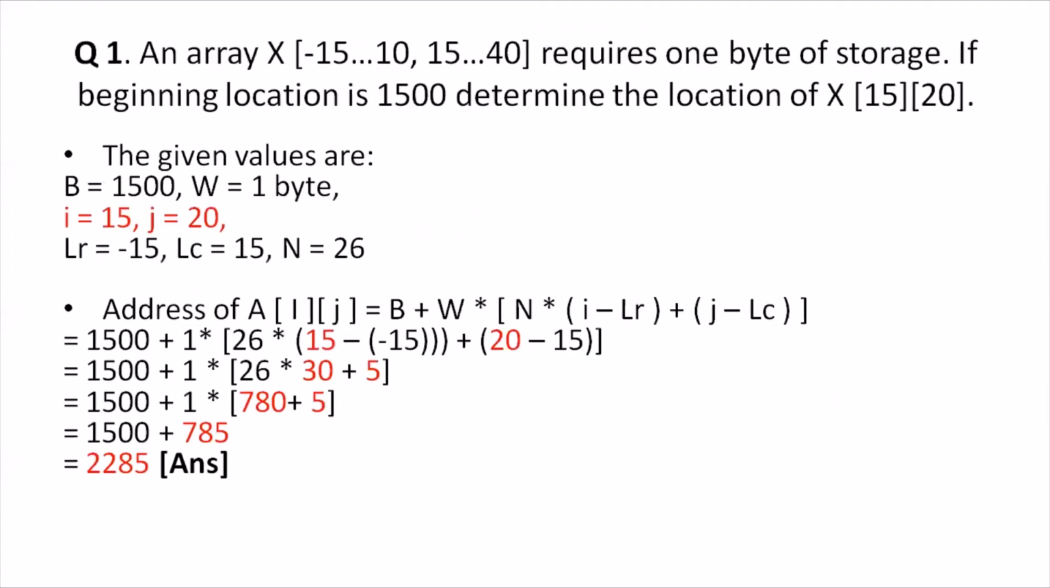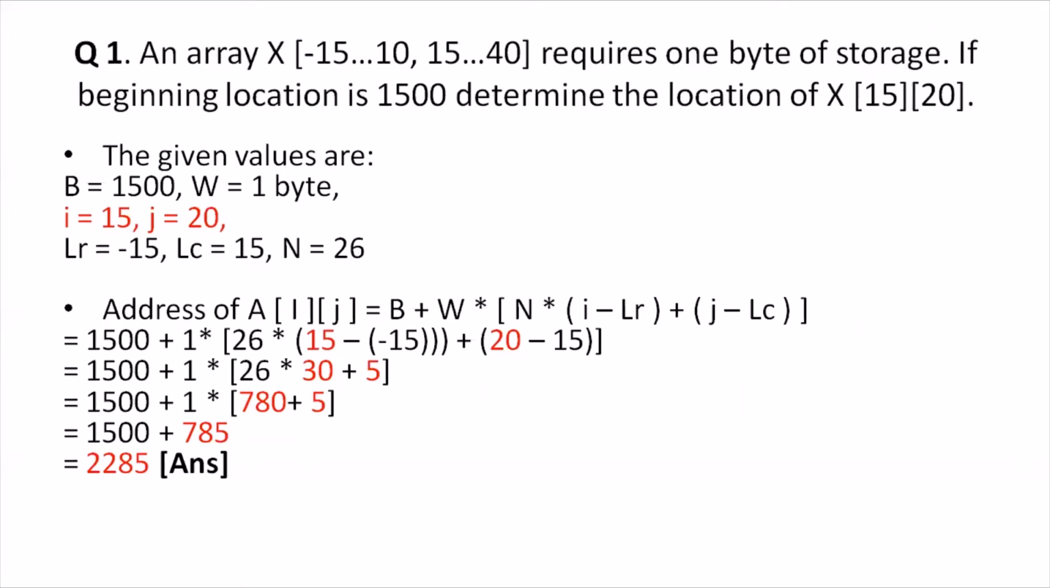Now, to find the address of X[15][20] using row major ordering, we have the base address B as 1500, W as 1, I as 15, J as 20, LR as -15, LC as 15 and N as 26. So we substitute these values in the expression for finding address of Aij using the row major ordering, and we get the resulting value as 2285.